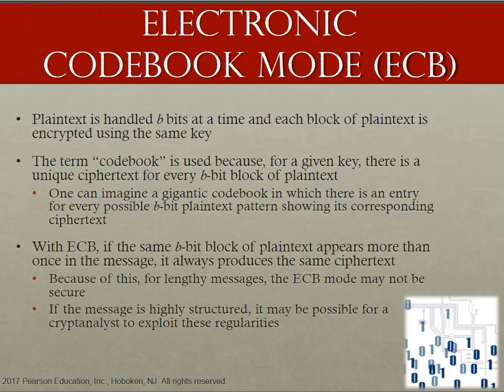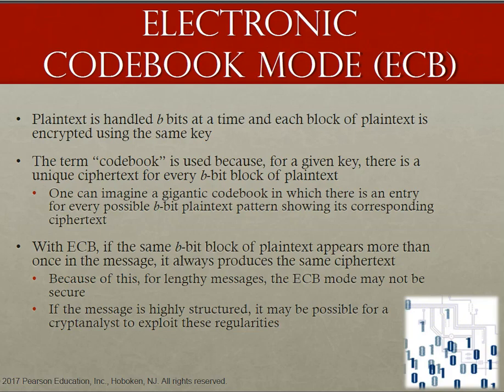Okay, we call it ECB. With ECB, if the same B-bit block of plaintext appears more than once in the message, it always produces the same ciphertext. This one you should take into consideration. Because of this, for a lengthy message, the ECB mode may not be secure, because the same pattern uses the same process. If the message is highly structured, it might be possible for a cryptanalyst to easily exploit it.